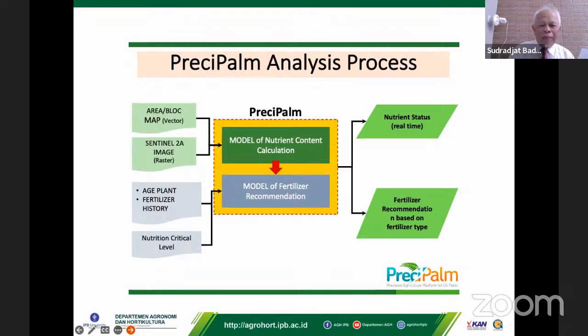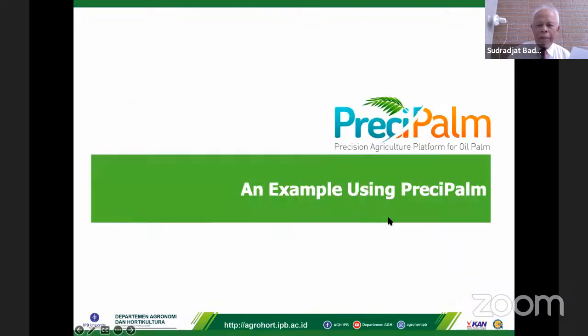So the principal analysis process, yeah, we have a block, we have an image, and also we have the age of the plant and the historical fertilizer history, and our system using machine learning can determine the nutrient status and also the recommendation.